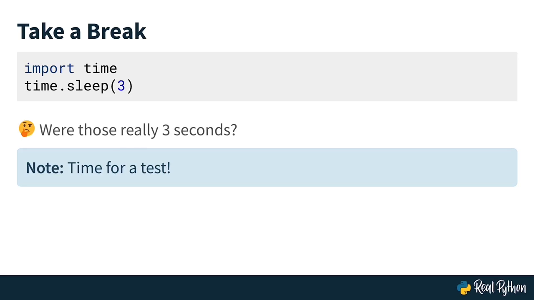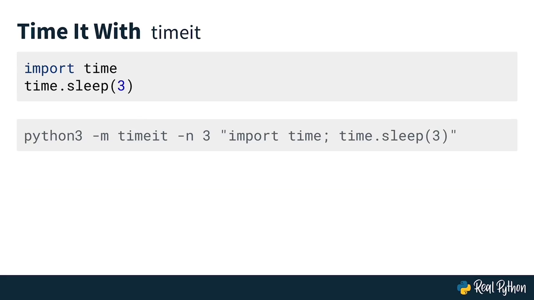In the previous lesson, you ran time.sleep, but you were wondering, were those actually 3 seconds? You decided it's time for a test. So you can run a test directly from the Python terminal with the timeit module. You're going to call Python with the module timeit and then pass it a number of times that you want to loop over the code that you're specifying. And then you give it a piece of code. And Python is going to measure the execution time for this and give you some helpful output.